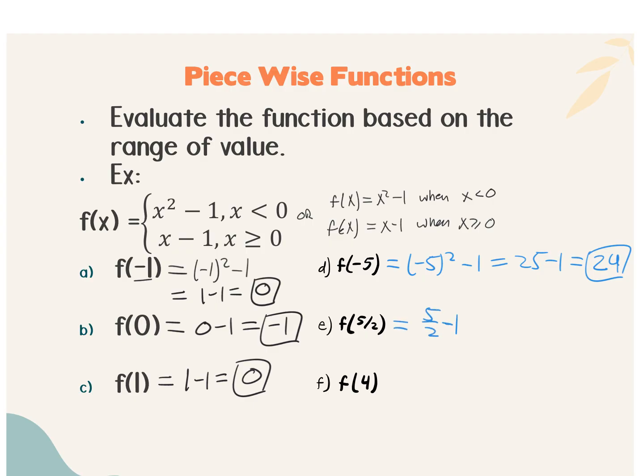A fraction and a whole number, all you have to do is get a common denominator, so I'm going to write 1 as 2 over 2, and this is going to get me 5 over 2 minus 2 over 2, so I get 3 over 2. And then lastly, f of 4. Ask yourself, is 4 bigger than or equal to 0, or is it less than 0? It's bigger than or equal to, so it's going to go in the second one. So I'm going to do 4 minus 1, which is 3.